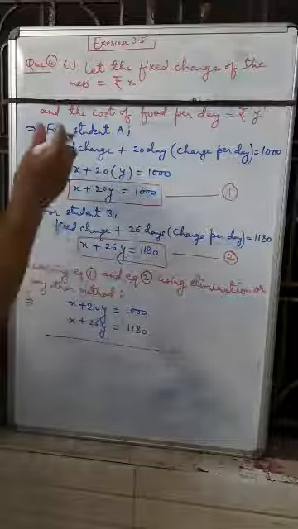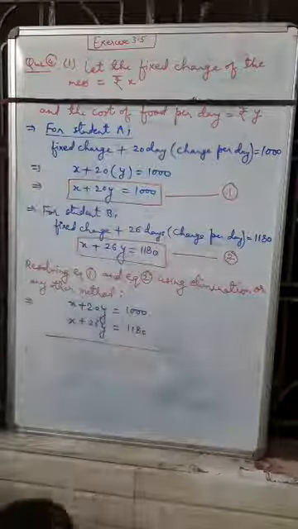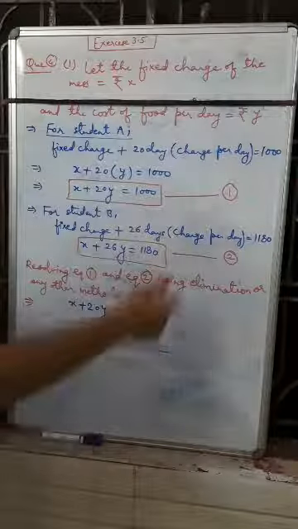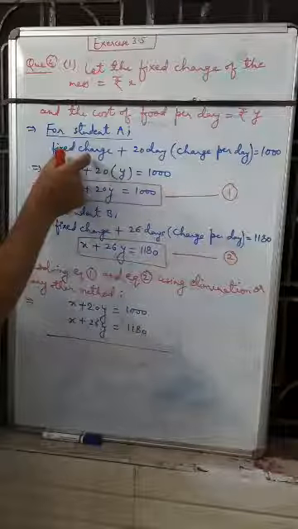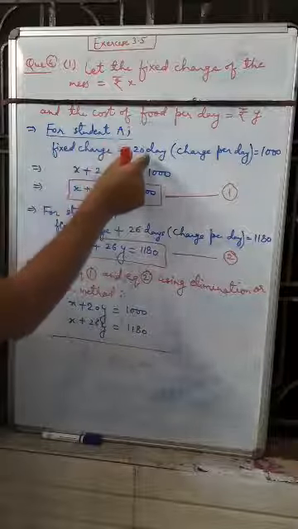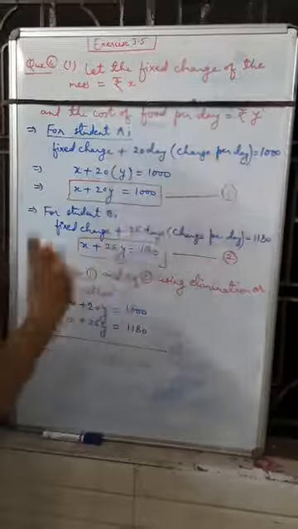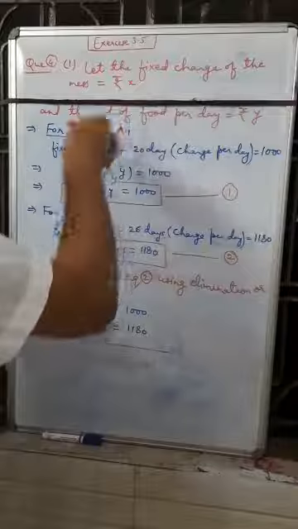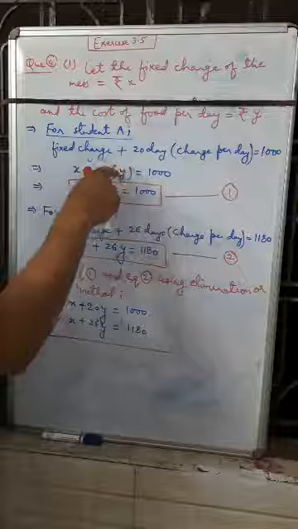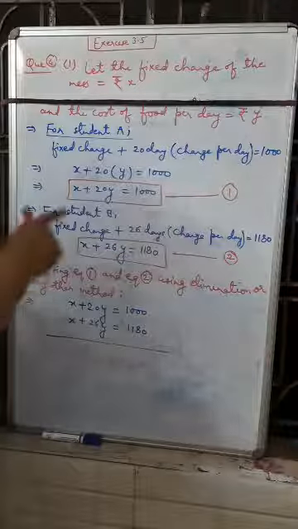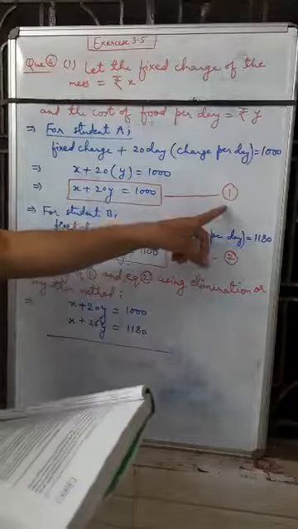Now the condition for student A. Student A has to pay the fixed charge plus 20 days into the charge per day. Here a student has to pay the fixed charge definitely for the mess, as well as for the 20 days he has taken food. So the charge per day, which we have written in the bracket, is equal to 1000. So the fixed charge is x for every student and A has taken food for 20 days, so 20 into the charge per day is 20 into y, equal to 1000. So we will get the equation x plus 20y is equal to 1000. It is equation number 1.